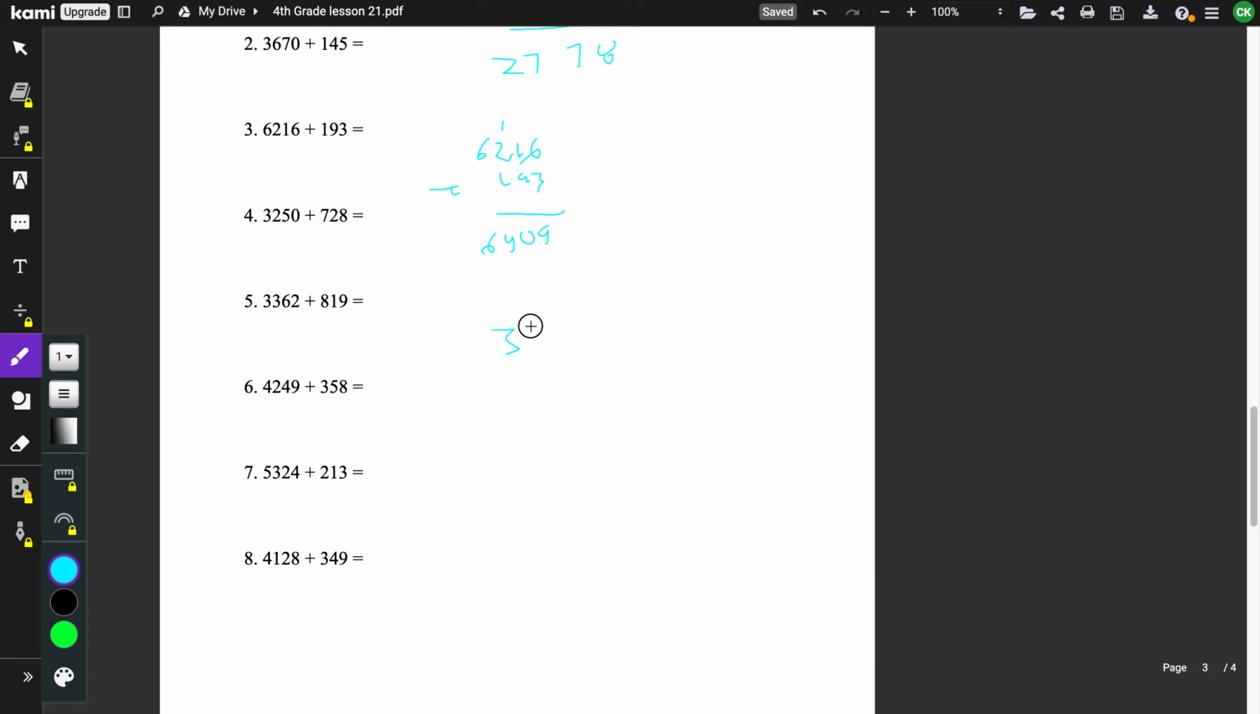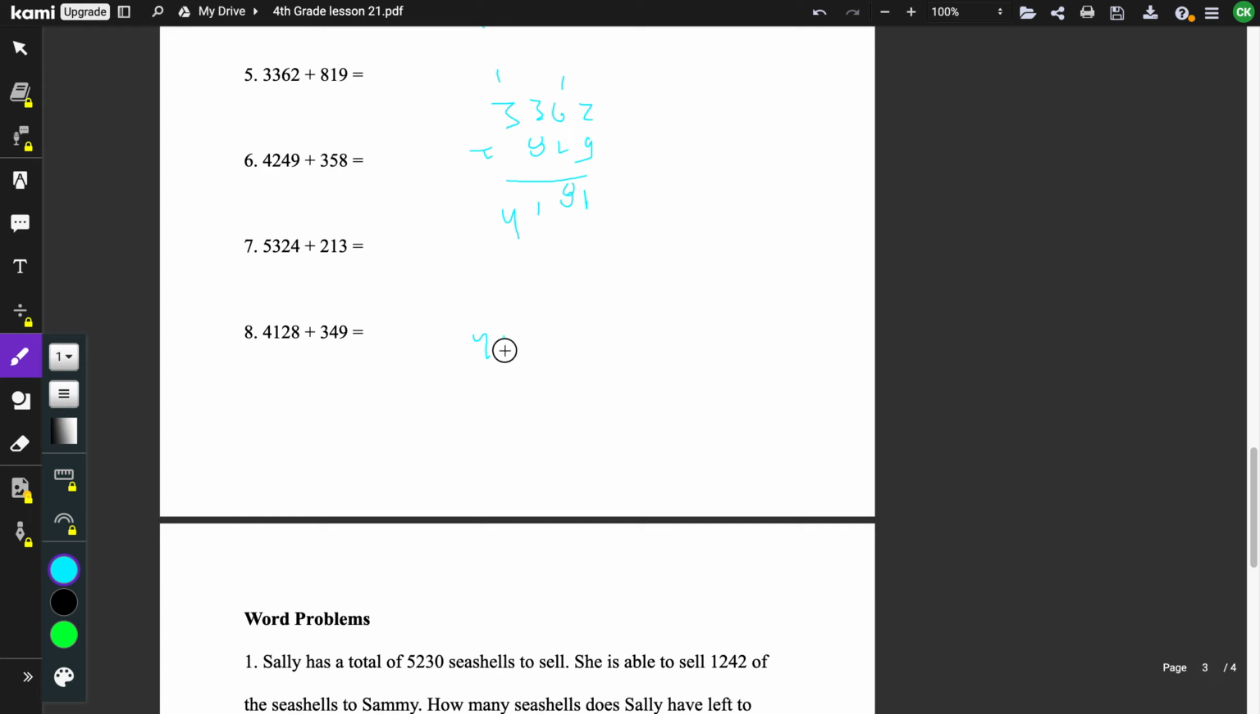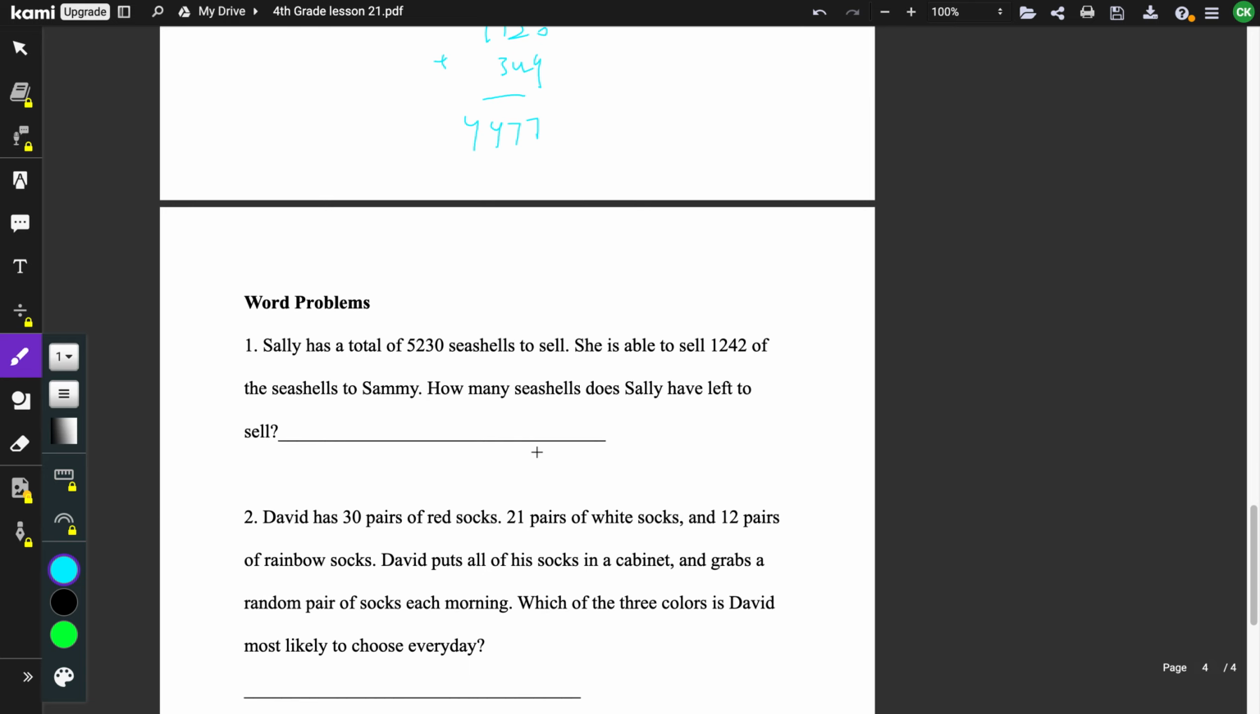Number 5, 3, 3, 6, 2 plus 8, 19. 1, 1, 8, 1, 1, and then 4,181. And then number 8, the last one, 4,128 plus 349. 8 plus 9, 7, 1, 7, 4, 4, so 4,477.